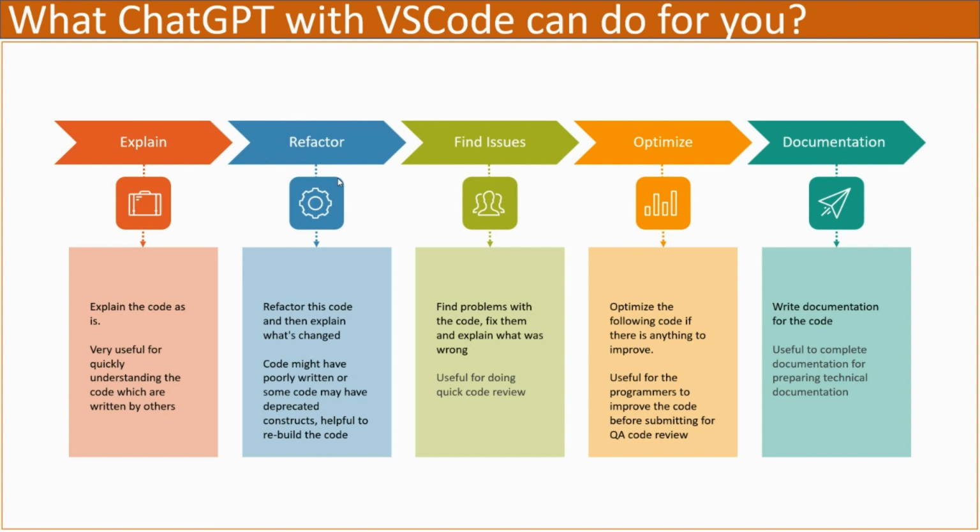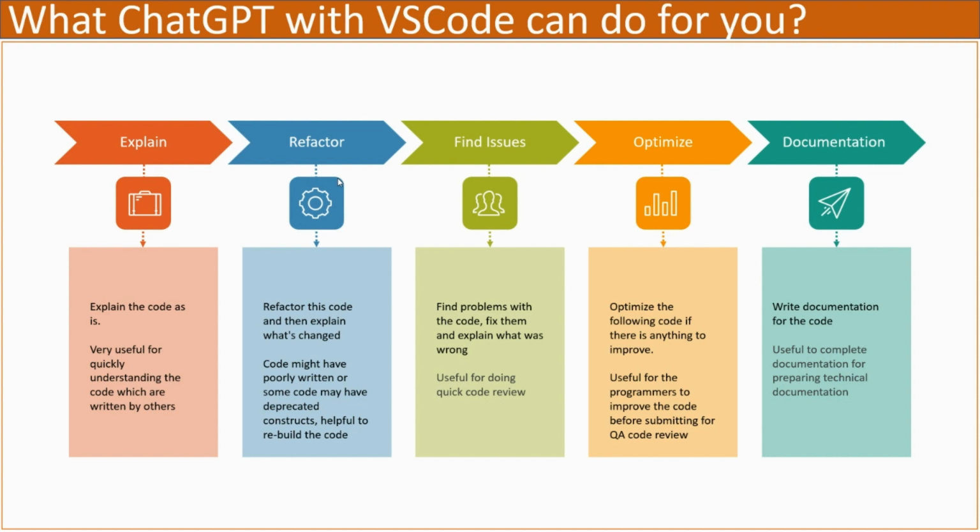And the fourth important one, optimization. Assume the code is written. If you want to optimize the code in terms of memory consumption, in terms of number of lines of code, or the execution speed, you can ask for suggestions from ChatGPT. This is useful for programmers to improve the code before submitting it for the QA review.